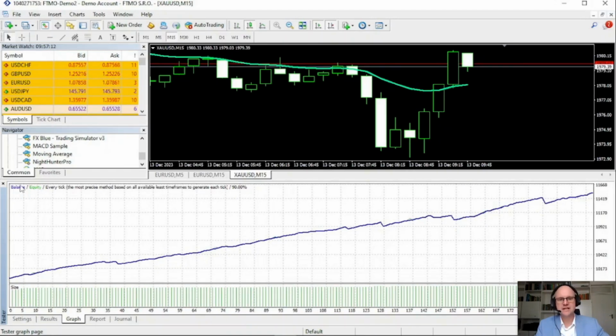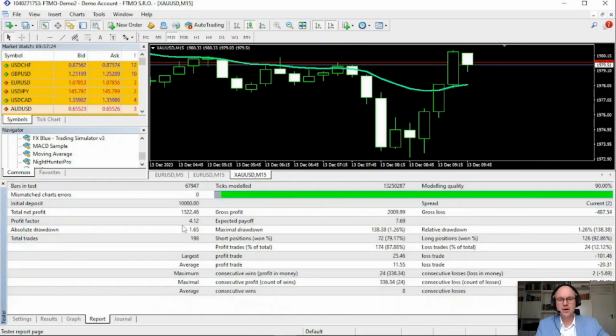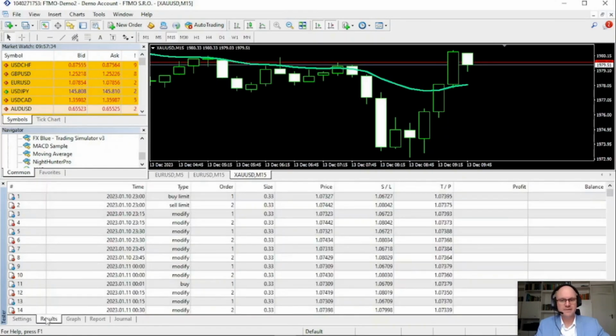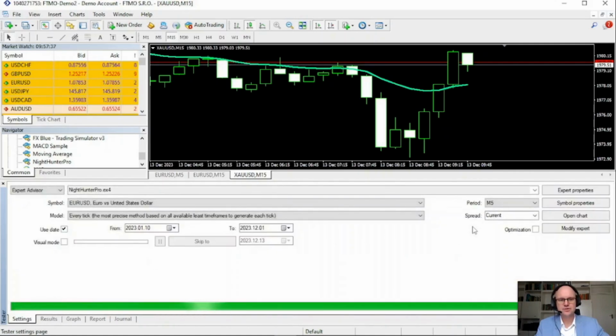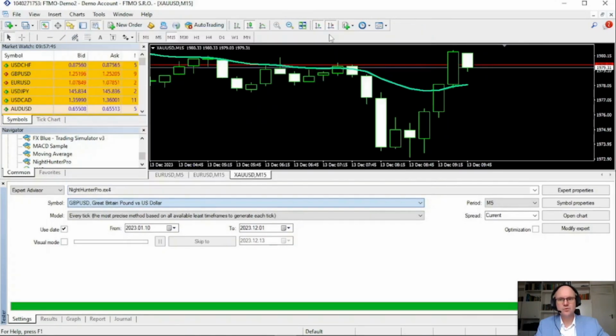Now, what would be interesting to compare is the drawdown that was generated for this example, if we compare it to the large balances or the small balances that they are using for the signals. So on auto lot, it is currently using 0.33 lot sizing, which is fine for a $10,000 account. And you'll see that we had a total net profit of $1,522.